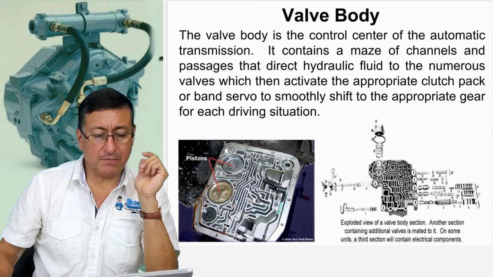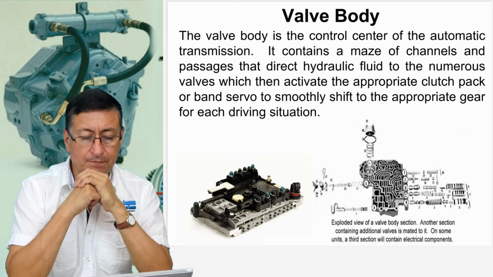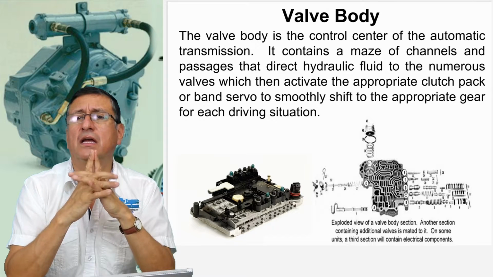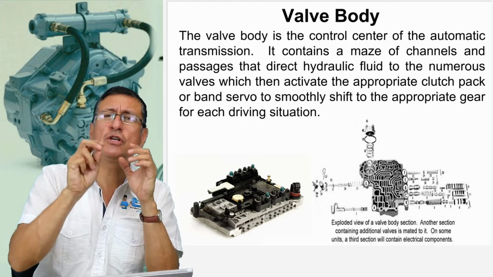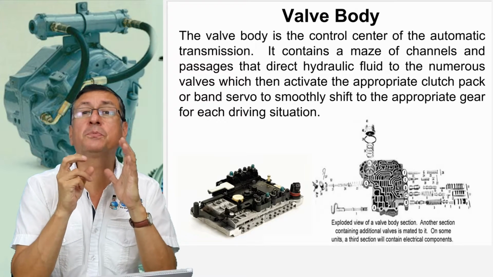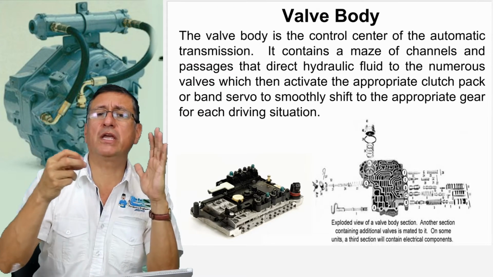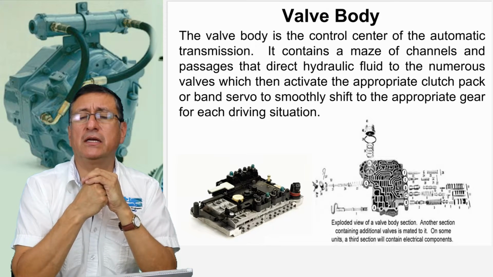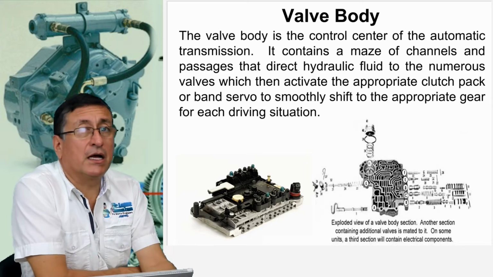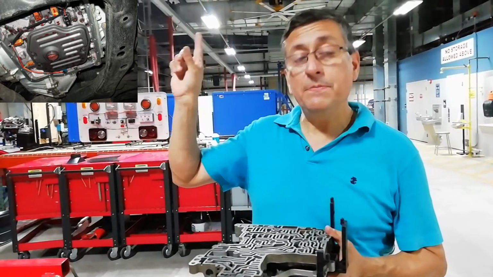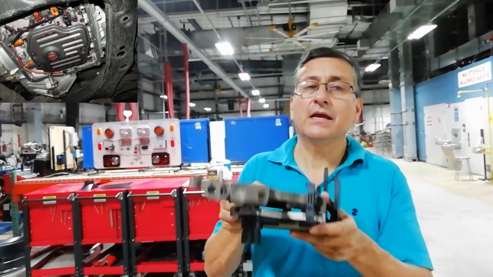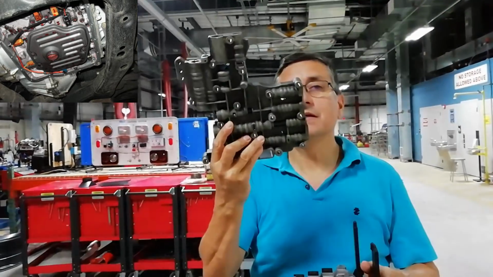And yes, this is the typical composition of the valve body. The valve body is the control center. It contains solenoids, servo valves, and springs with needles in order to increase the pressure of the system. This is the typical valve body and the computer. The oil pan is removed, and you find the computer and the body of valves.